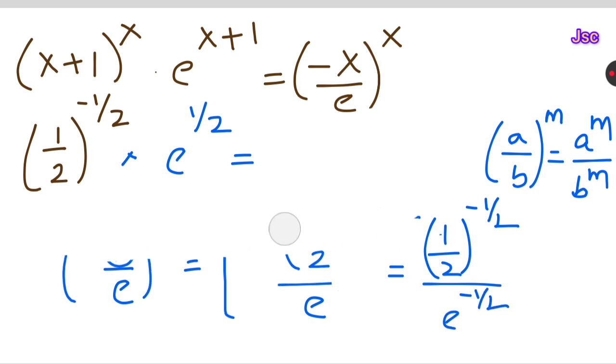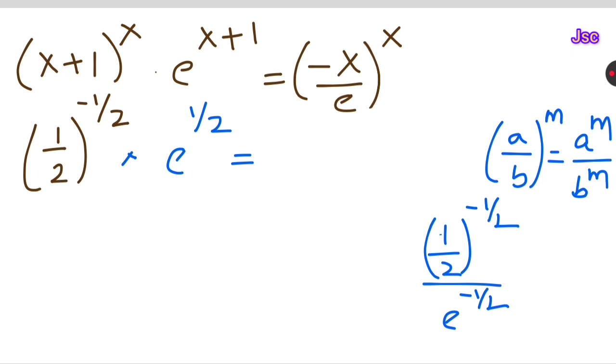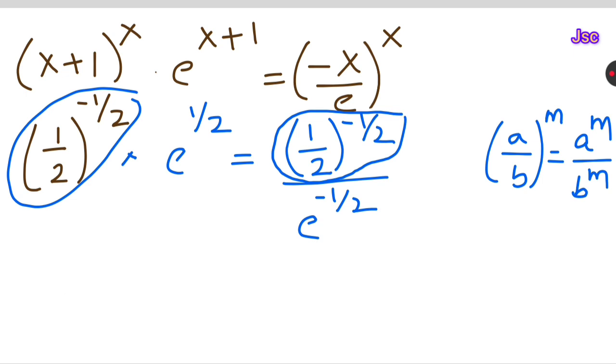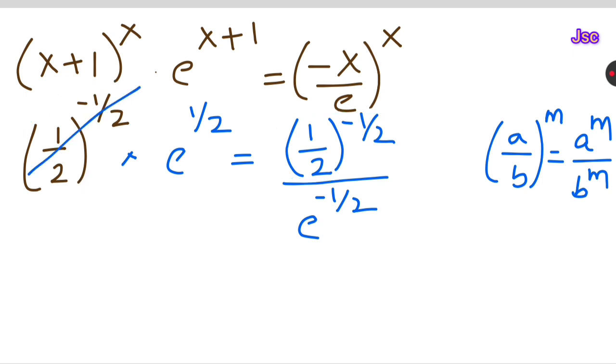Let's take it on the right hand side. What we got is (1 over 2) whole raised to the power of minus 1 over 2, over e raised to the power of minus 1 over 2. In the left hand side we have (1 over 2) whole raised to the power of minus 1 over 2, and on the right hand side we have (1 over 2) whole raised to the power of minus 1 over 2. Both terms are the same, so we can cancel each other. We are left with e raised to the power of 1 over 2, that is equal to 1 over e raised to the power of minus 1 over 2.